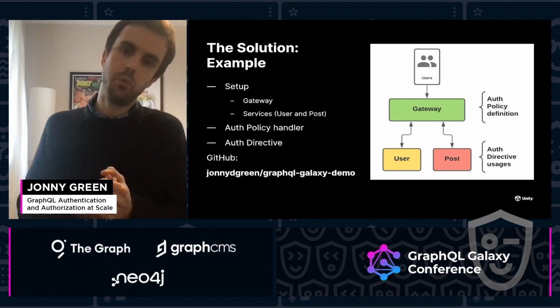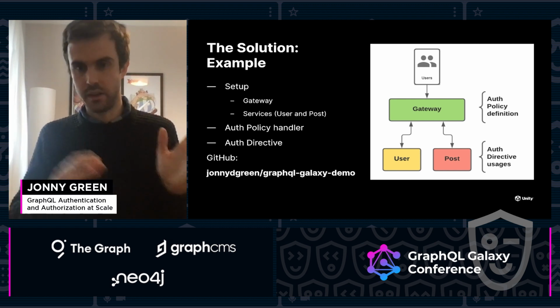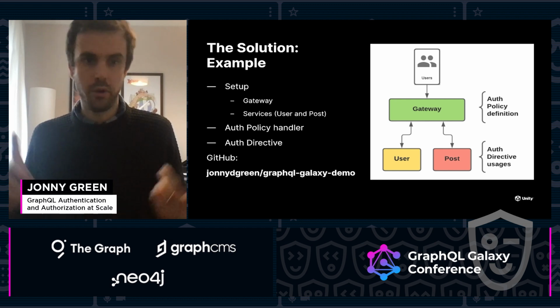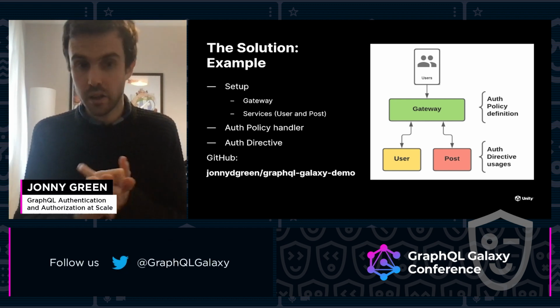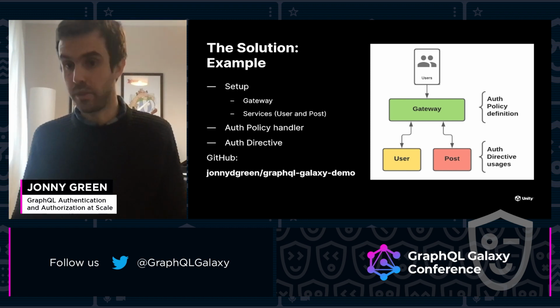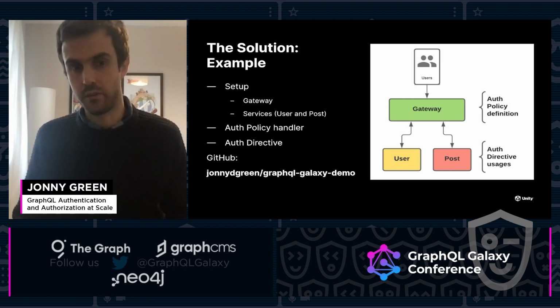So what have we got? We've got a federated system. We've got a gateway, and then behind that sits a user and post service. As part of this demo, we will define an auth policy handler and also an auth directive, which the downstream services both use, and then the gateway automatically picks up these auth directive definitions.